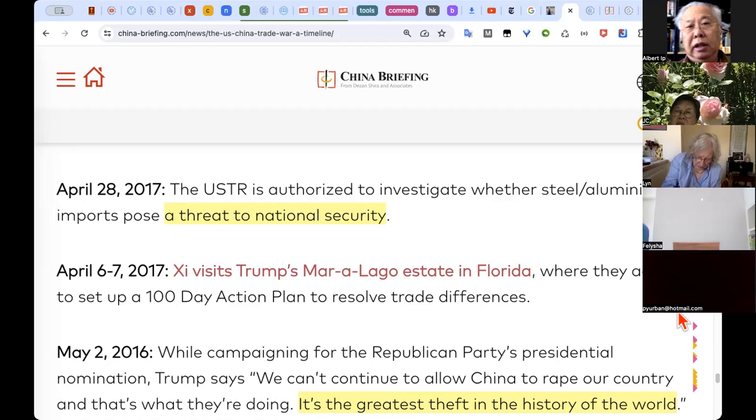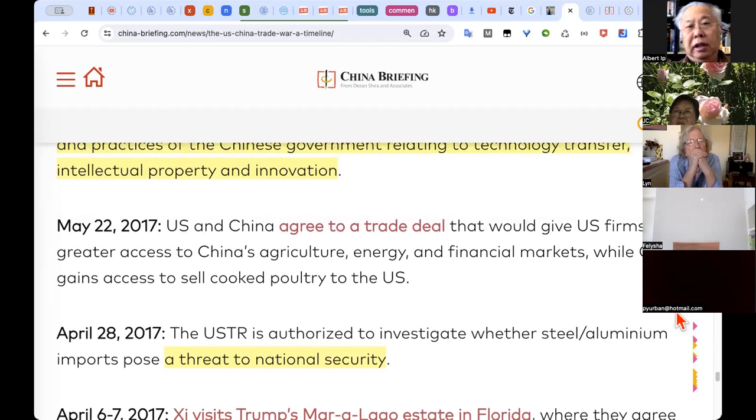So when you link it into national security, then nothing can be said. It just links it.